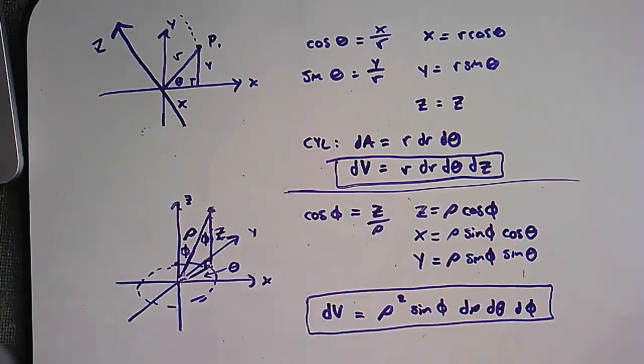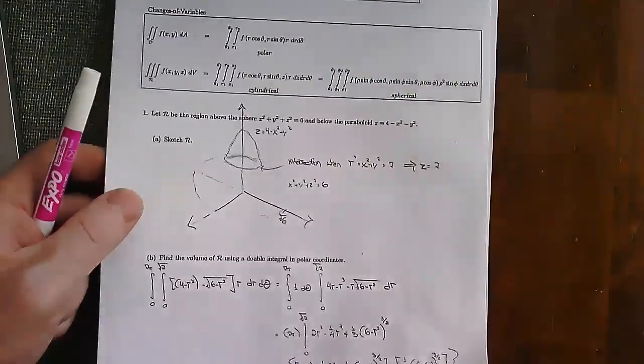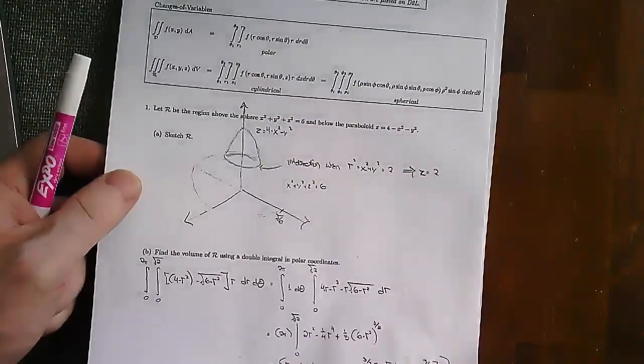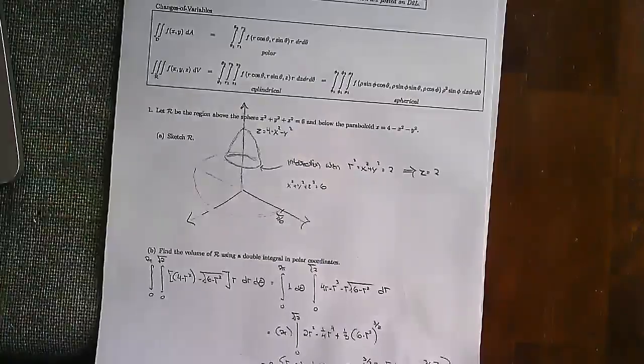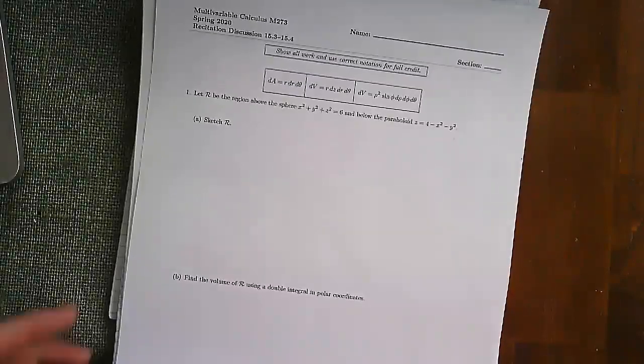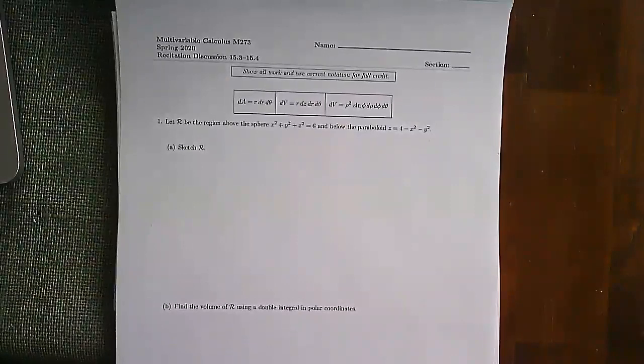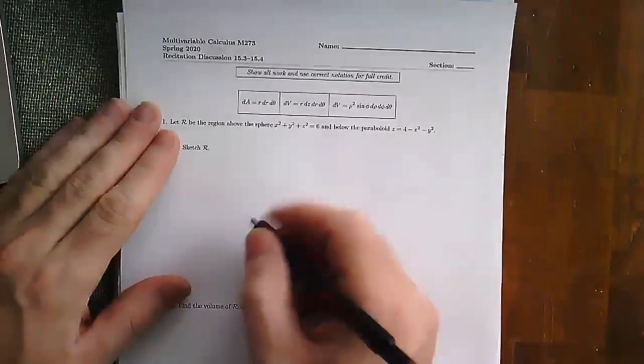Okay, so let's take a look at the assignment here. Let's see, I'm trying to do this without erasing the work. Okay, so problem one, we're given the region above the sphere x squared plus y squared plus z squared equals 6, and below the paraboloid z equals 4 minus x squared minus y squared. So part A, we just want to sketch our region R.